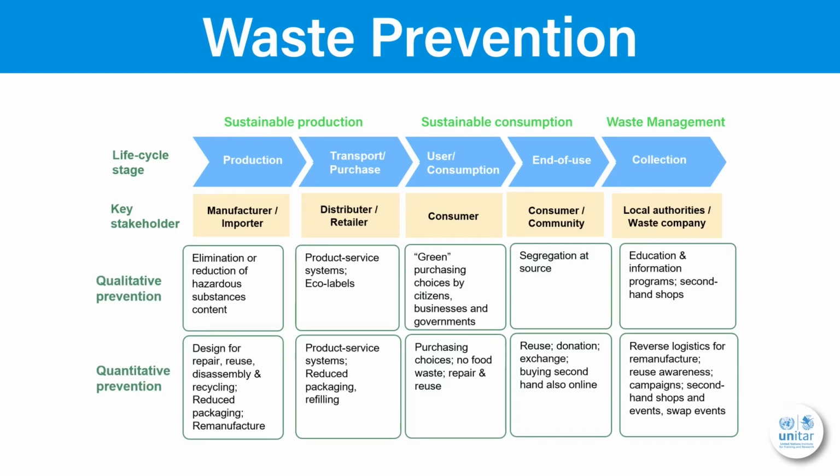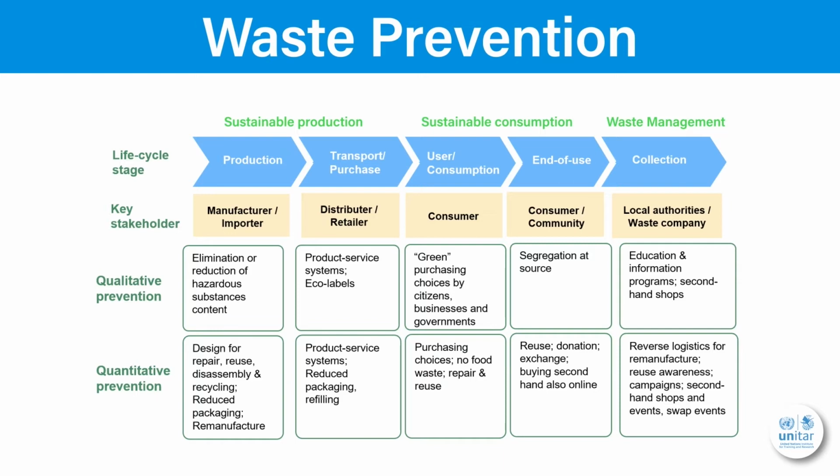Examples of qualitative and quantitative prevention for each step are shown here. A quantitative prevention measure at the production stage could be designing the product for repair, reuse, and disassembly. At the purchase stage, it could be promoting eco-labels. At the user or consumption stage, a qualitative prevention could be the so-called green purchasing choices by citizens, or the quantitative prevention of avoiding food waste. And once the product is consumed, then segregation at source would be a qualitative prevention measure, ensuring a better quality of the different waste fractions.